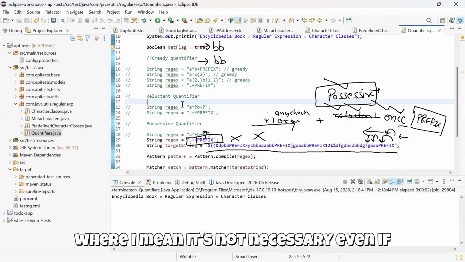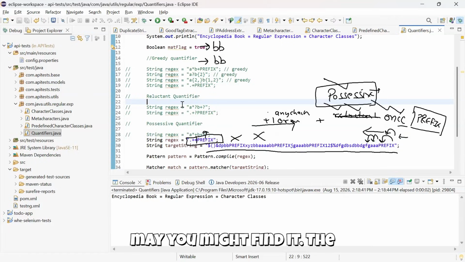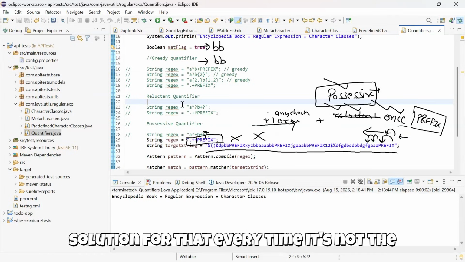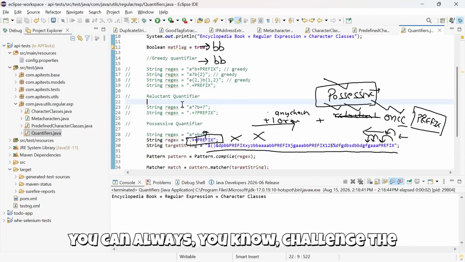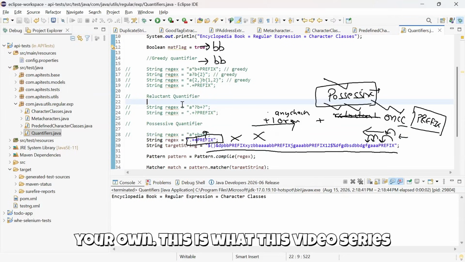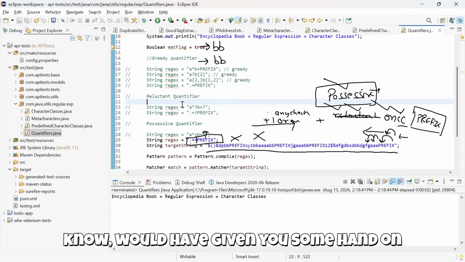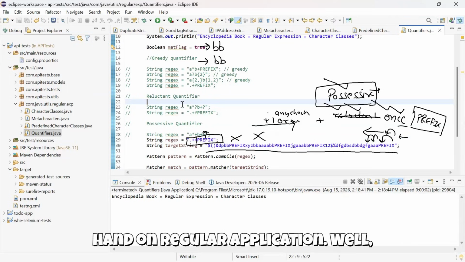And that's where, even if you Google it or do your research, you might not find the solution. Every time it's not the case. But if you have the basic layers, you can always take on the problem and try to solve it on your own. This is what this video series is all about. I hope this lecture has given you a hand on regular expression.